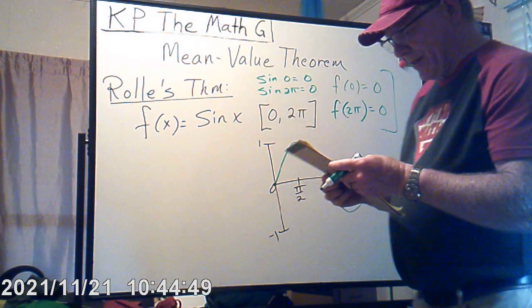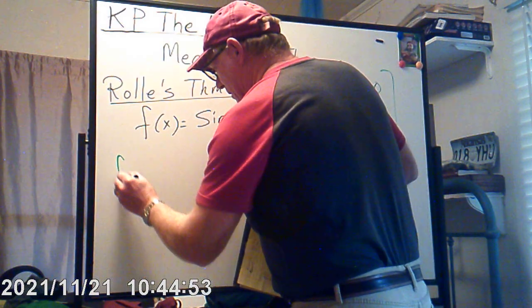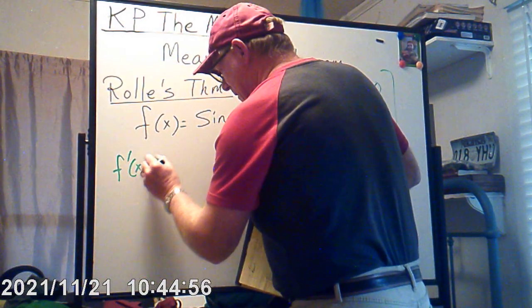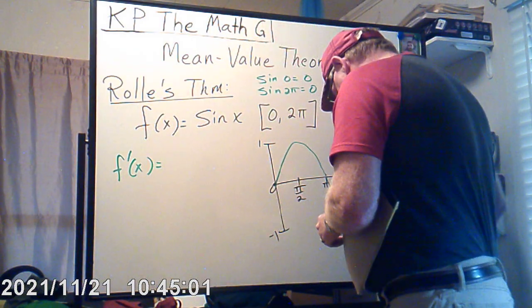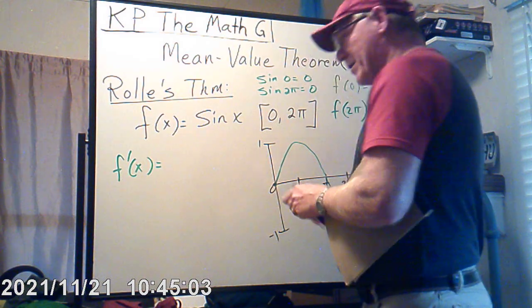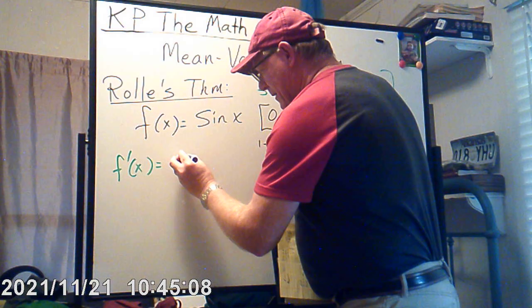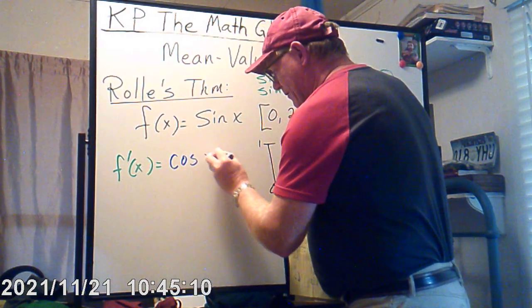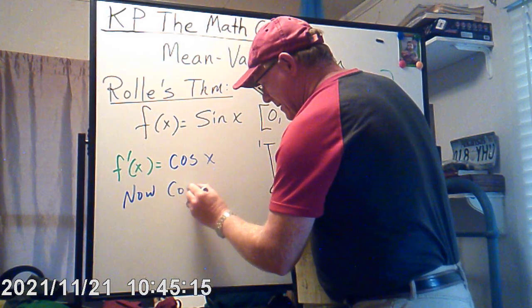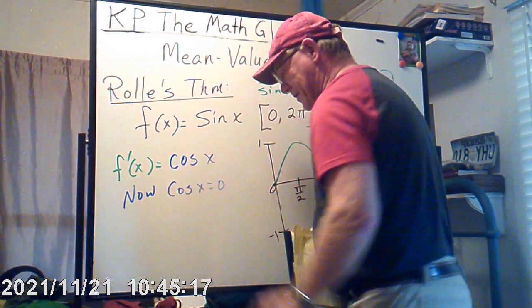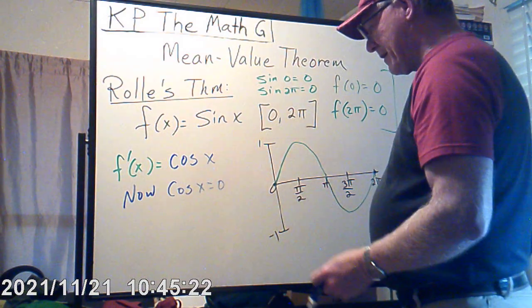Alright, now the next thing we need to do is take f prime and set it equal to 0. So f prime at x, the derivative of sine. Anybody know what the derivative of sine is? Yeah, cosine. So let me finish here. Cosine of x. Now cosine of x is equal to 0. Well, where is cosine x equal to 0?